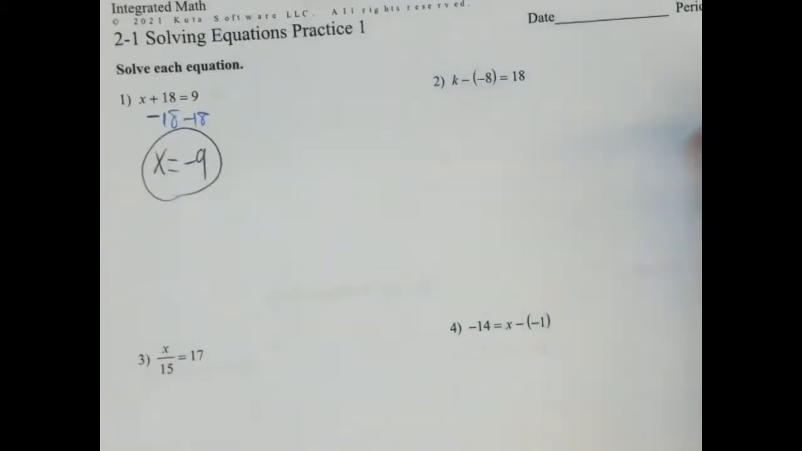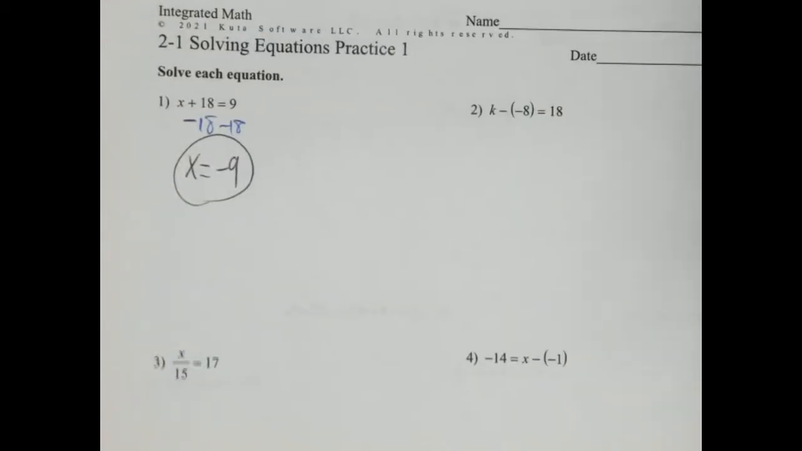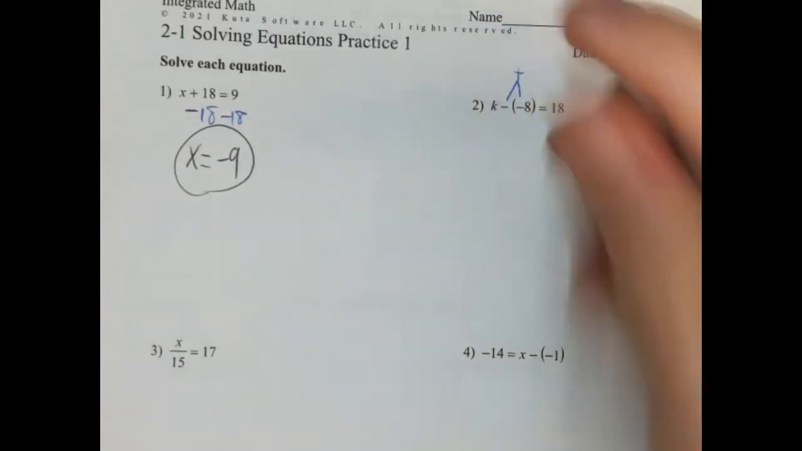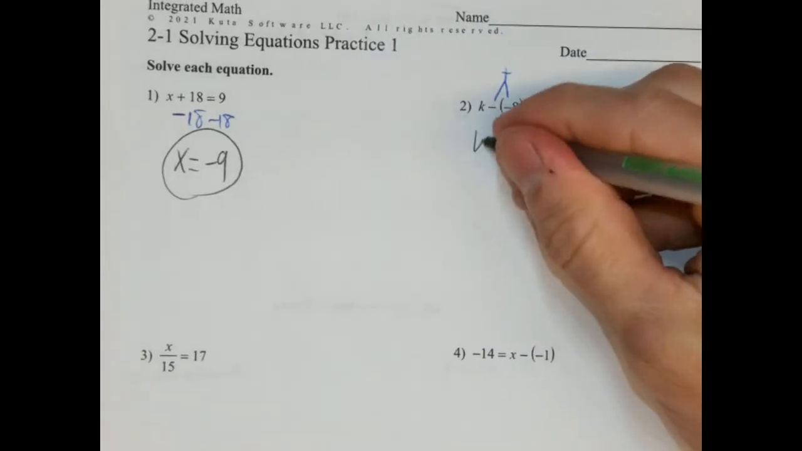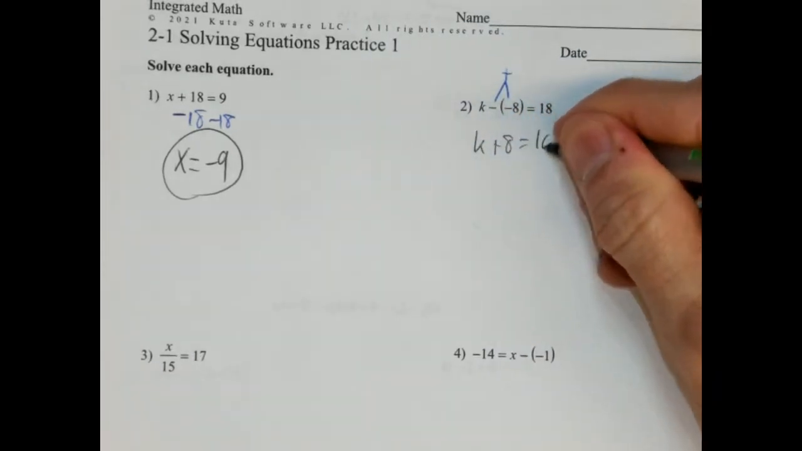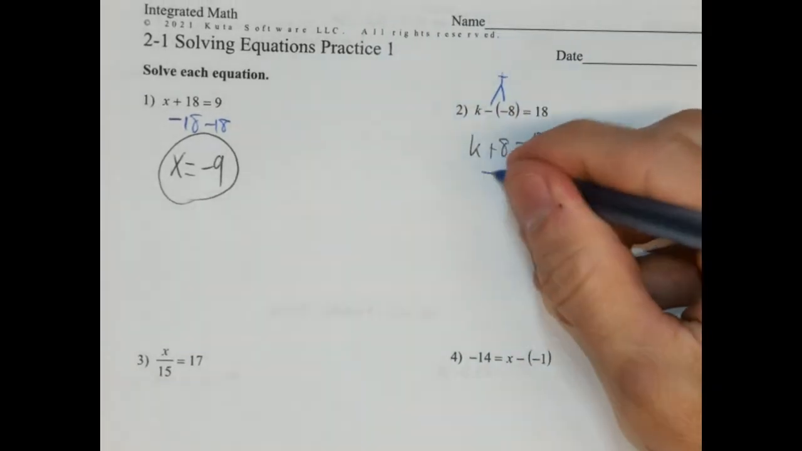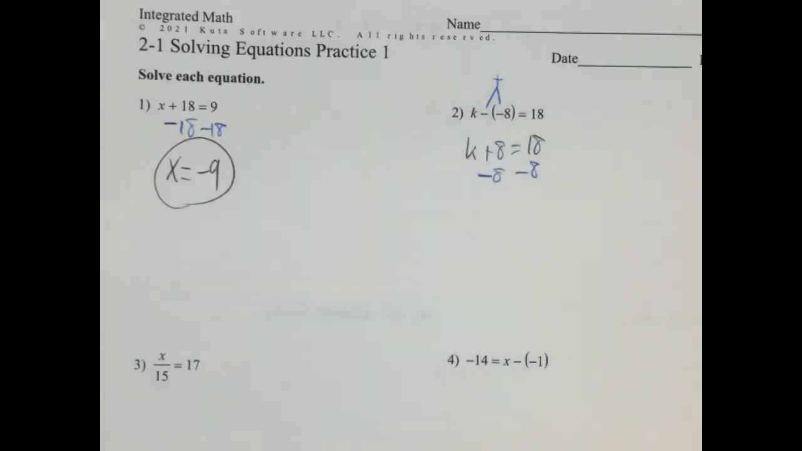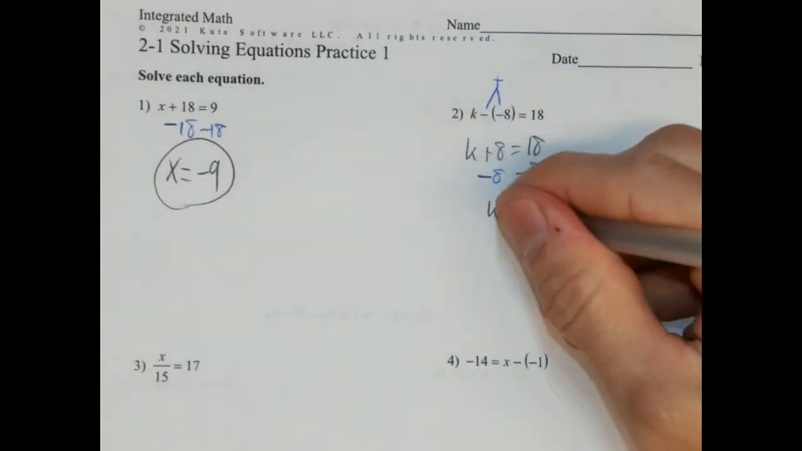Here we have k minus negative 8 equals 18. When you subtract a negative, you're actually adding. So we're going to rewrite this problem. We're going to say k plus 8 equals 18. Then we're going to use the inverse operation, which is subtraction. And 18 take away 8 would be 10.